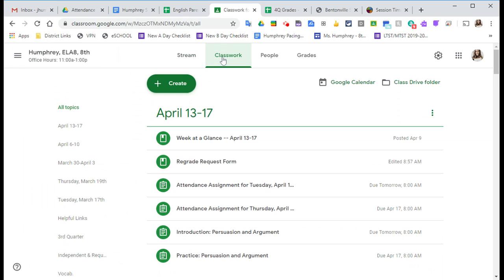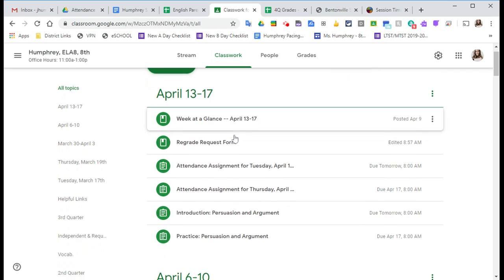So if you guys go to classwork, there's the week at a glance slides. You're going to see a new material post that says regrade request form. You had attendance from Monday and Tuesday, and then Wednesday, Thursday.